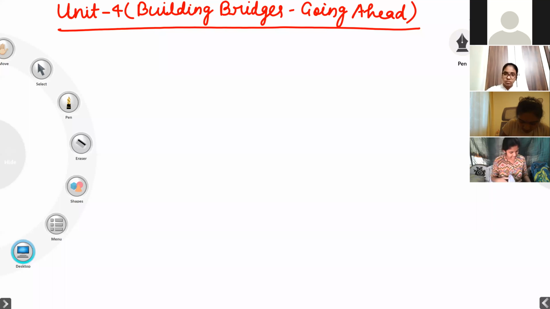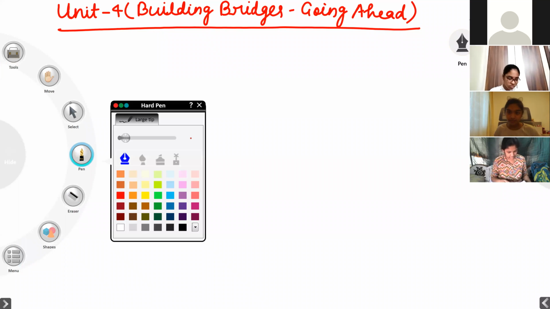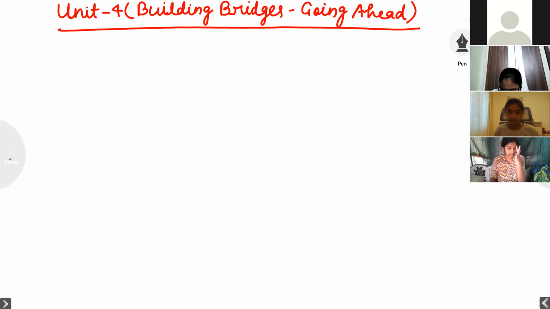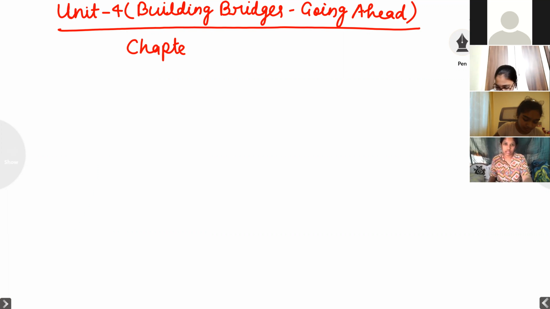The title of Unit 4 is Building Bridges. We have completed Chapter 1. What was Chapter 1? Application of percentage. Now I am going to start today Chapter 2, Simple Interest. Note down: Chapter 2, Simple Interest.